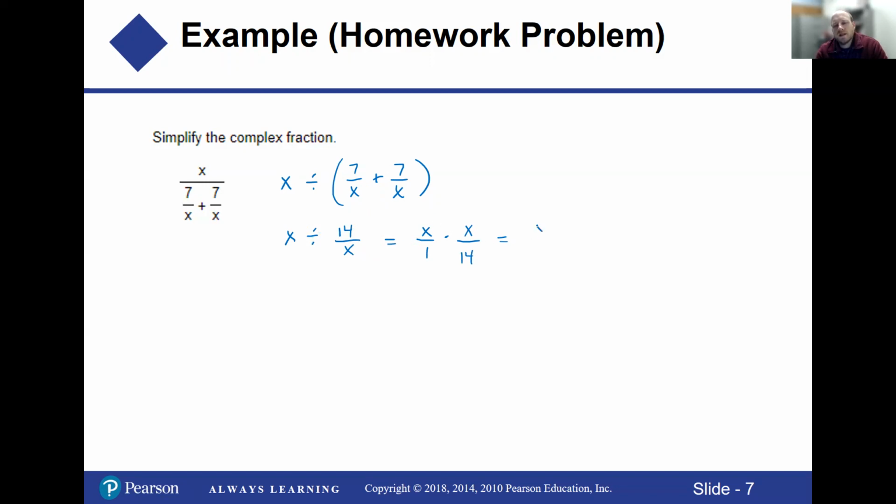Now I can multiply straight across. x times x is x squared, 1 times 14 is 14, and that is all. This one combined the knowledge that we need to get these as single fractions, and then we can make division into multiplication and multiply by the reciprocal.